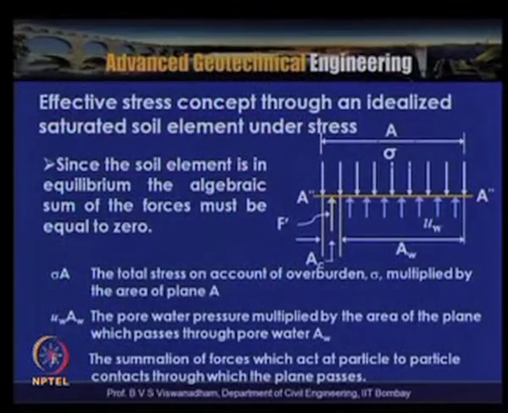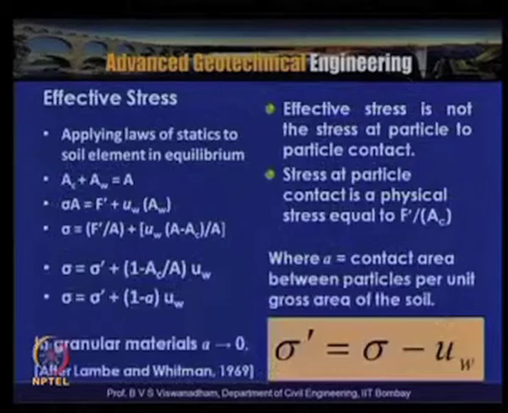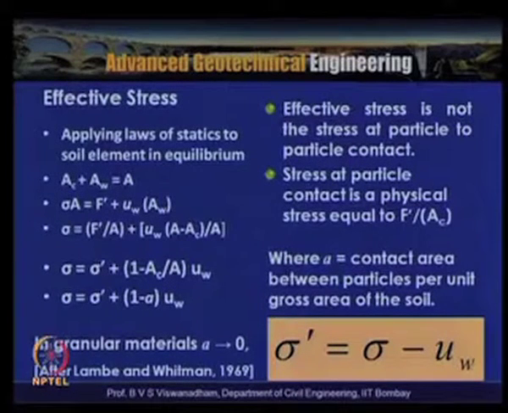Let us say that you have got 100 number of particles, then F1 plus F2 plus F3 up to F100 is equal to F dash. So, applying the laws of statics, soil element in equilibrium, we can write that AC plus AW is equal to A. So, with this we can write sigma into A is equal to F dash plus UW into AW. So, sigma is equal to, by taking A this side, F dash by A plus UW into AW by A.